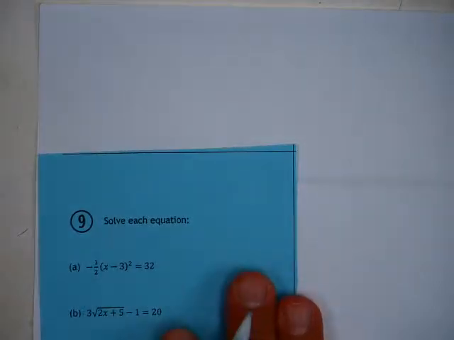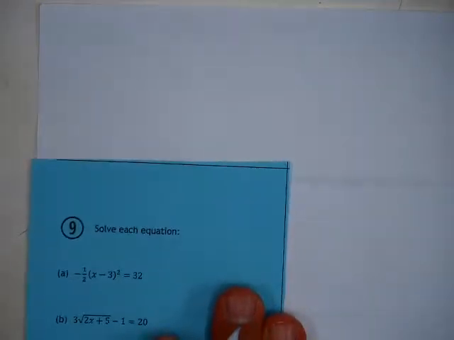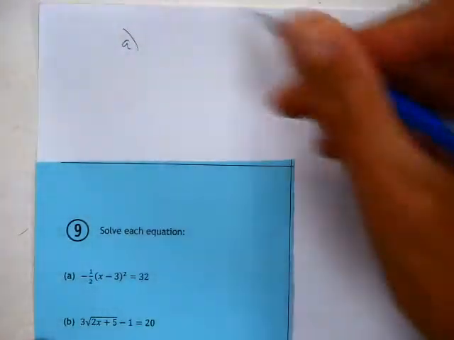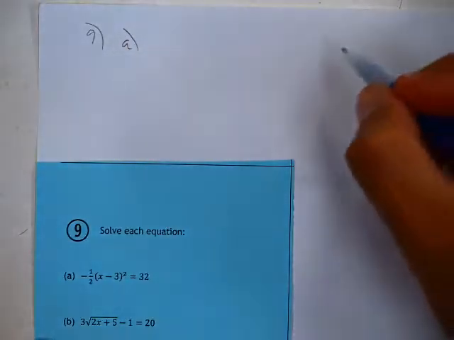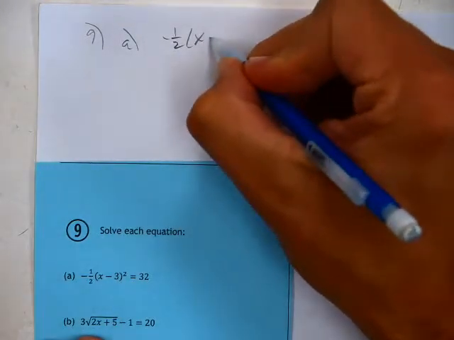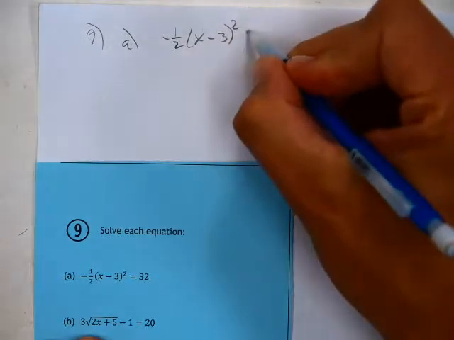So the big theme of this section is solving for x in different ways, whatever way possible. So let's look at a couple different ways. On card 9A, we've got this negative 1/2 times the quantity x minus 3 squared equals 32.